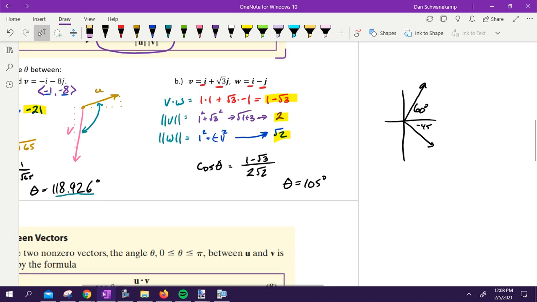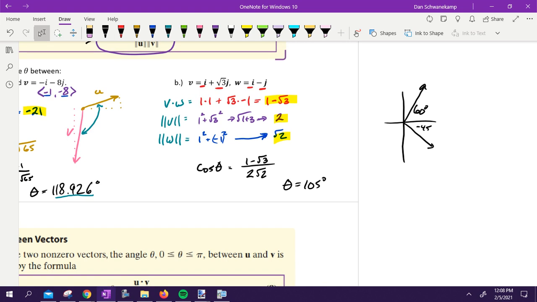Good news. Was the front hard? Back's like 3 times easier. So let's go to the backside.